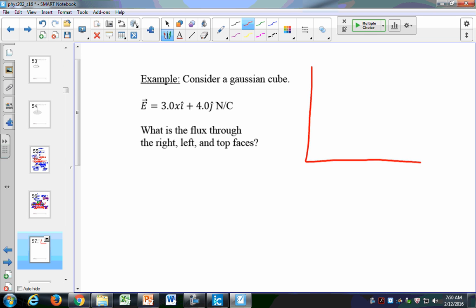I have my x, my y, and my z axes. My cube here is going to go from x equal 1, so this is x equal 1, to x equal 3. So it has a bottom that goes from x equal 1 to x equal 3. This is the bottom part of my cube. And then it goes up.